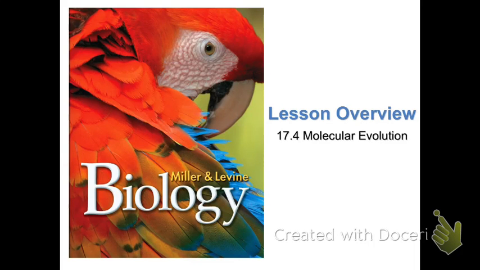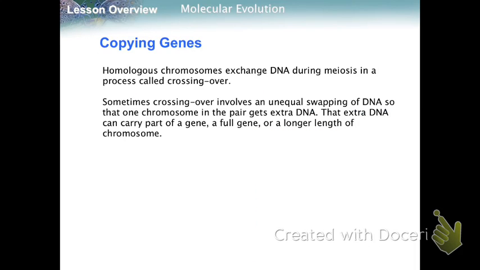In this final section of Chapter 17, we're going to take a closer look at how we can see change over time if we really look at the genes of organisms. First thing that we can see is homologous chromosomes exchanging DNA. We've talked about this before. It's called crossing over.